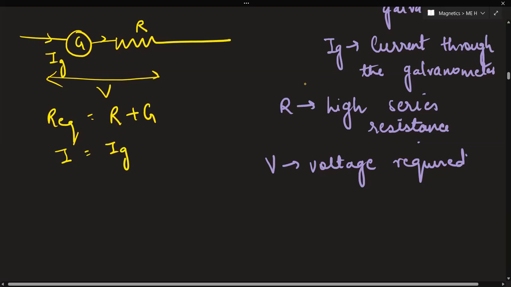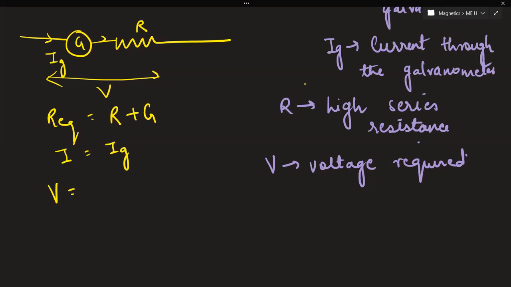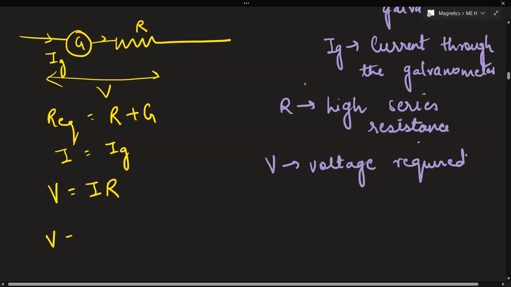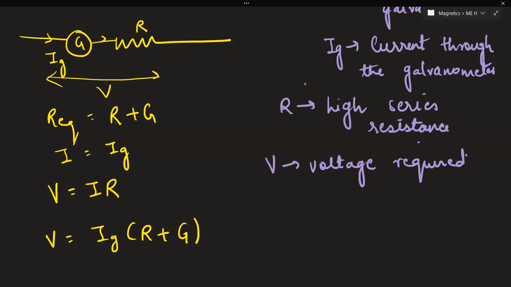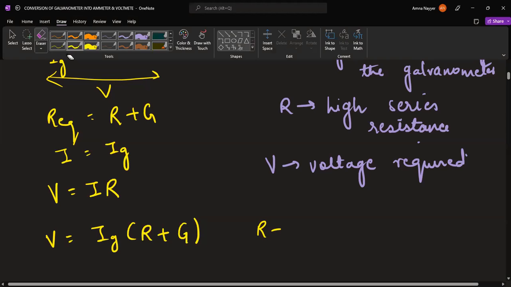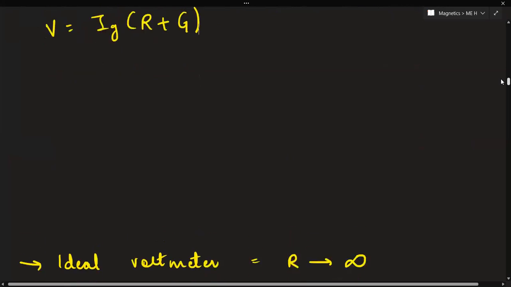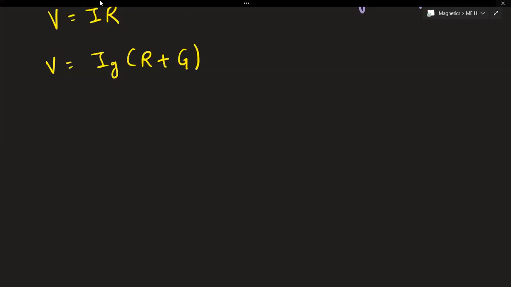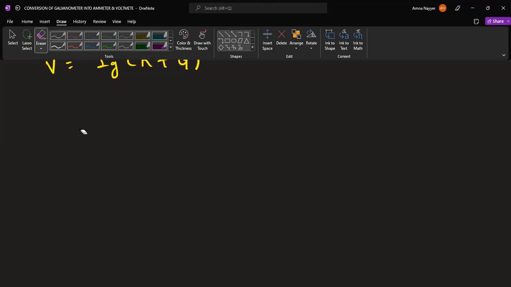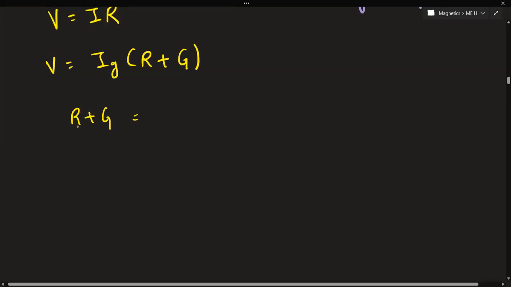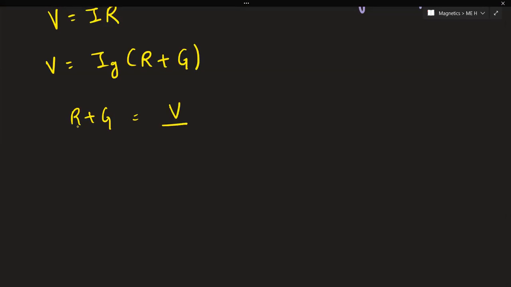Current is Ig. So using Ohm's law, potential will be the product of current and resistance. So potential V will be equal to Ig times (R plus G). Fine, class? Now, what will be the value of R plus G? From here, if you try to find the value of R plus G, this will be equal to V divided by Ig.